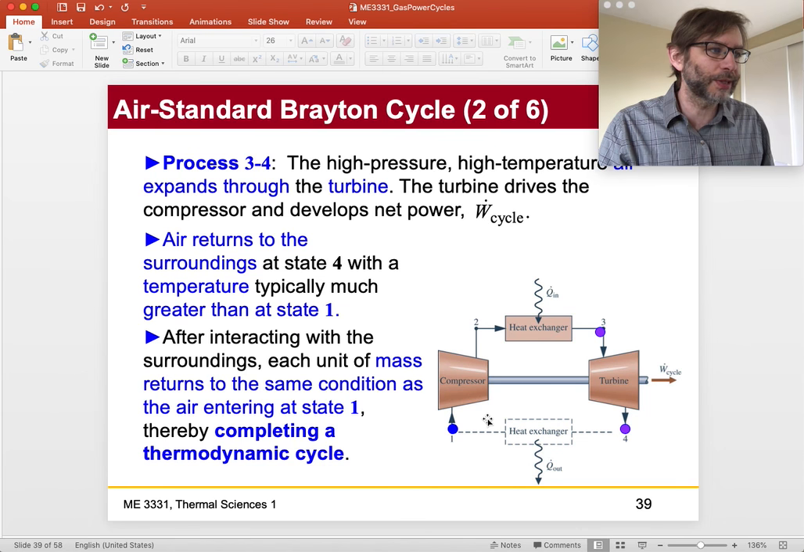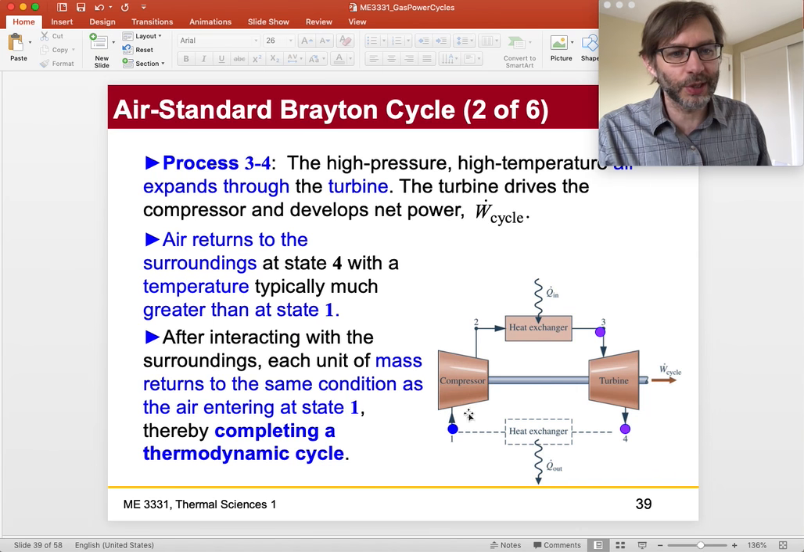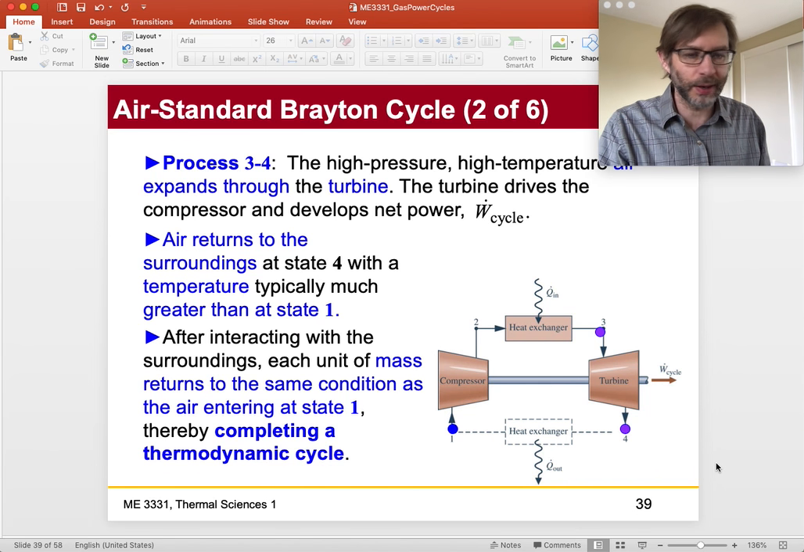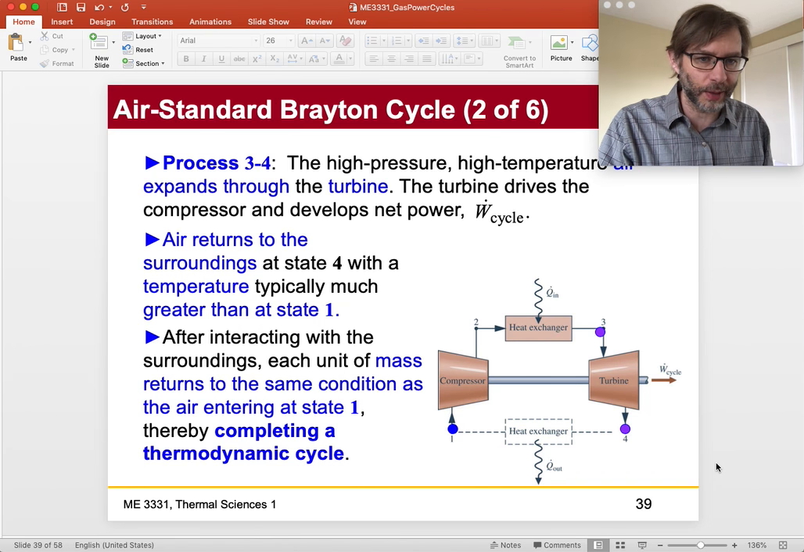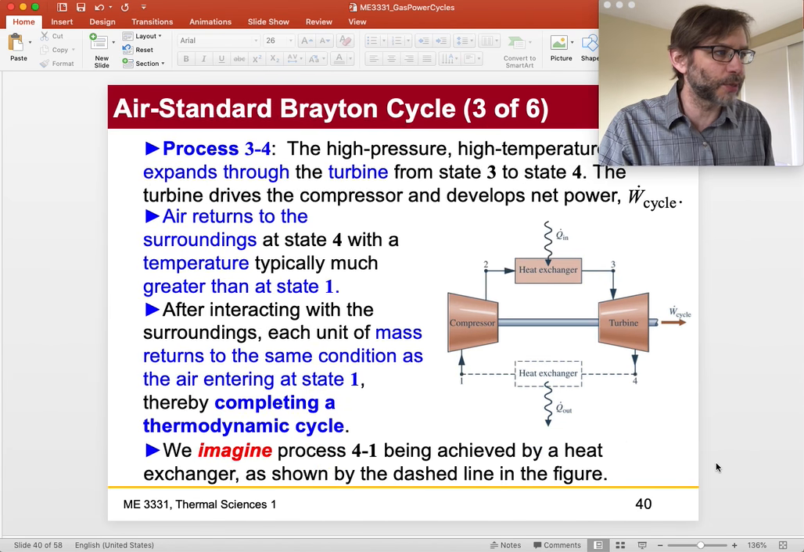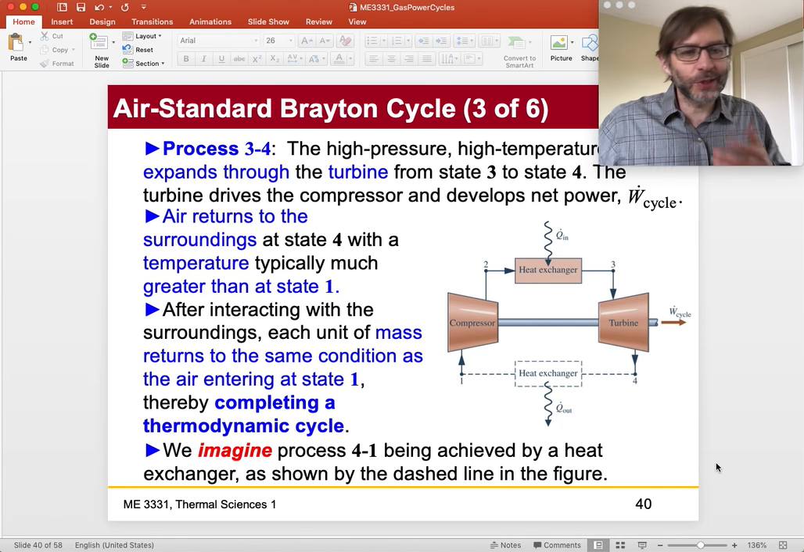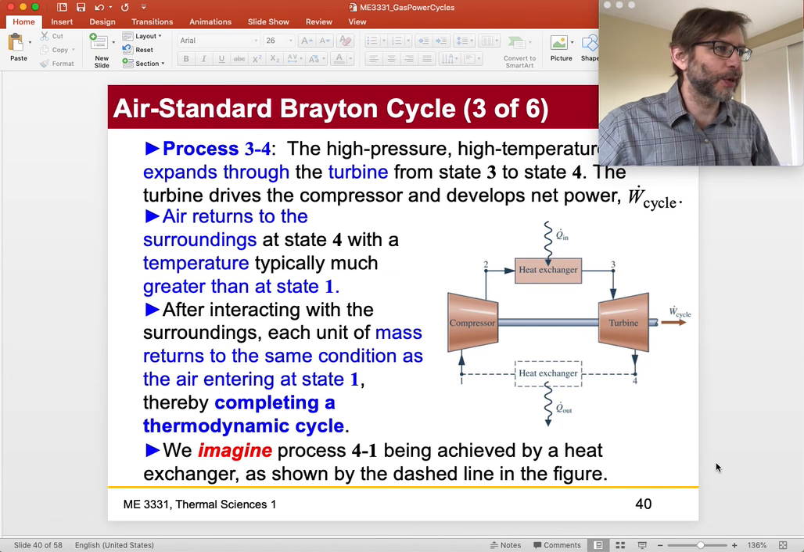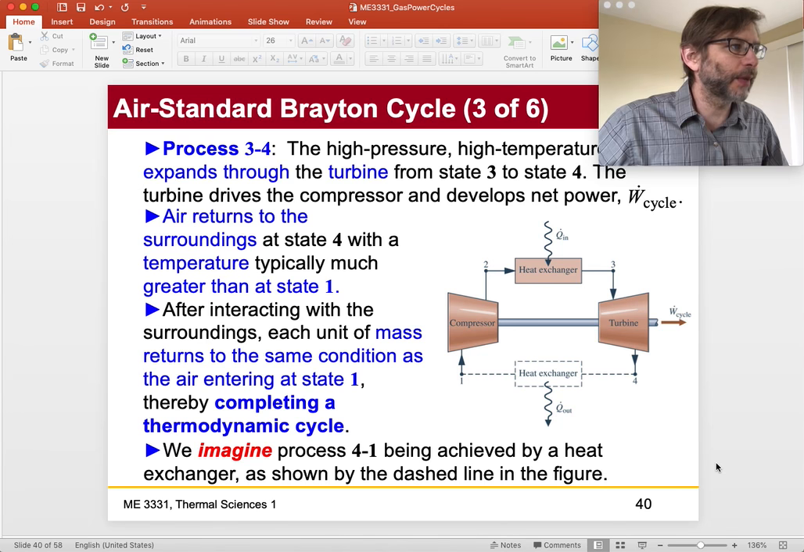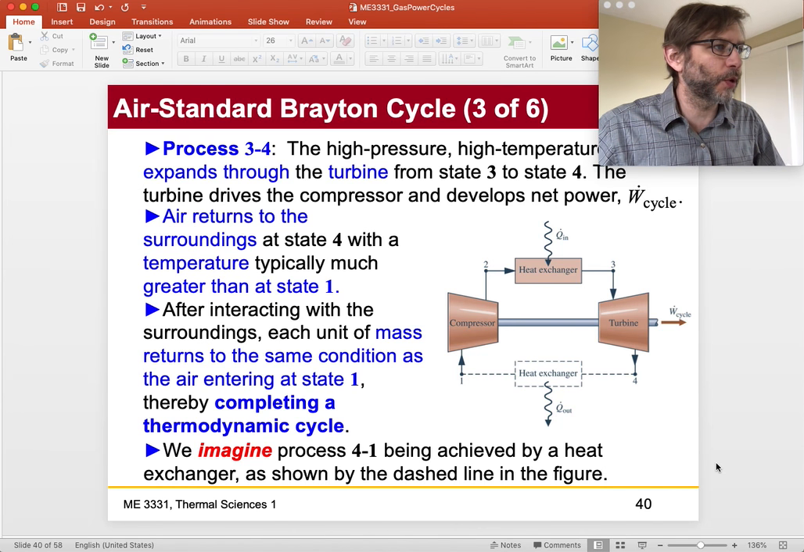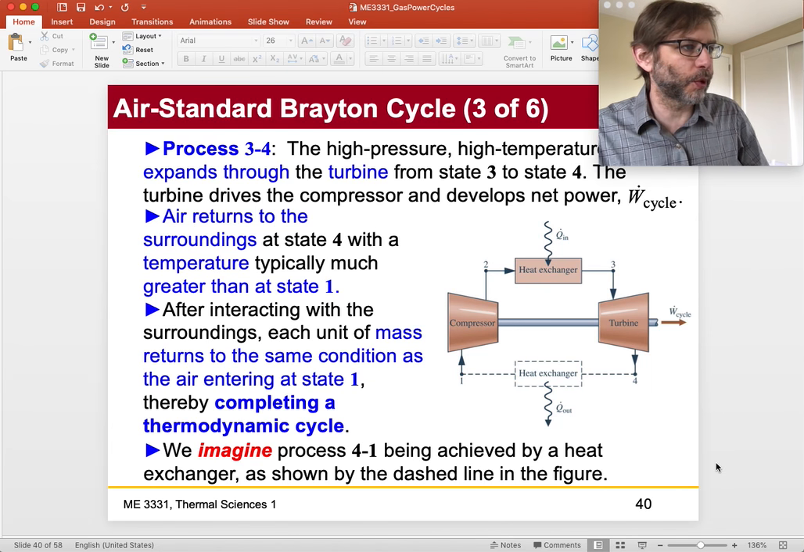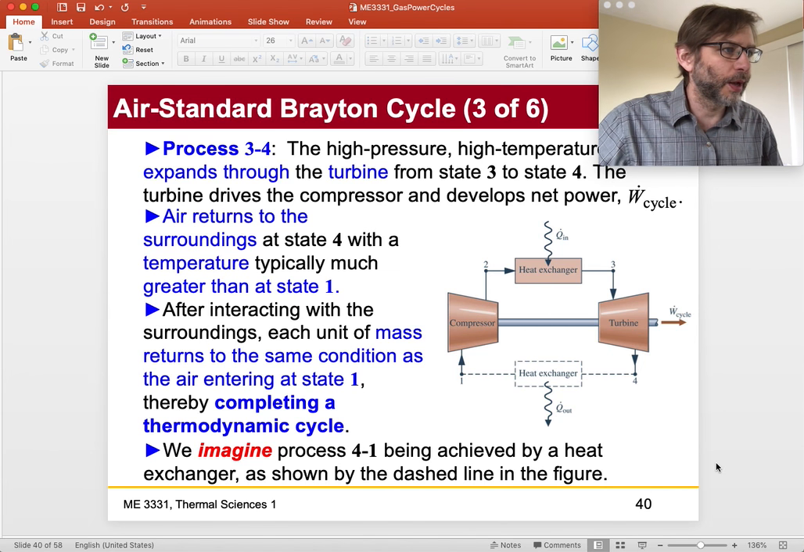But really, it's kind of a closed system, and we're just assuming that this heat is dumped by rejecting air into the environment and then bringing new air in. So it's still an air standard cycle. It's just that there's not a specific heat exchanger. We just assume it's sort of like a fictitious heat exchanger. And then 3 to 4, the high pressure air goes through the turbine, and then air returns to the surroundings at state 4 with a temperature typically much greater than state 1.